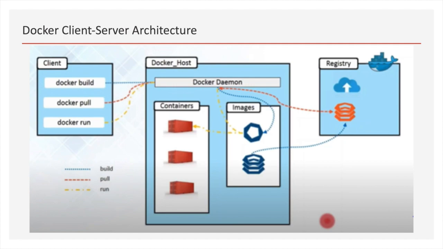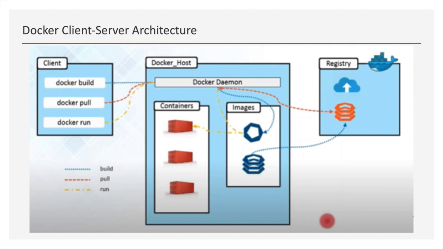As you can see, this is a typical client-server architecture where the client is nothing but your terminal, a CLI, a PowerShell or command prompt where you can run a command to perform certain operations like build images, pull images or run an image or containers. This architecture encompasses three things: Docker client, Docker host, and registry. Docker host runs a Docker daemon. This Docker daemon is responsible for creating Docker images and containers.